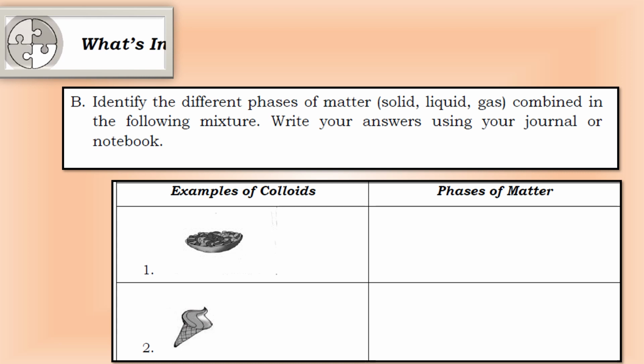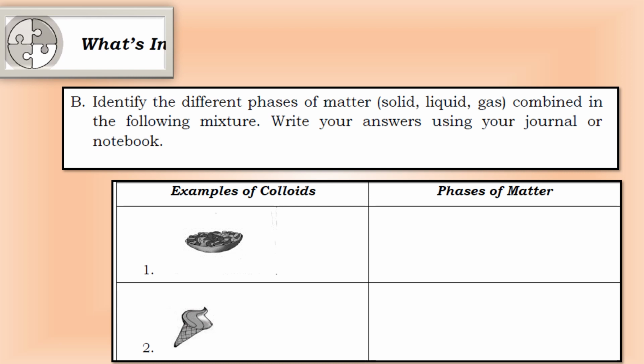Okay, test B. Identify the different phases of matter, if it is solid, liquid, or gas, combined in the following mixture. Write your answer using your journal or in your notebook. As you can see, there are different kinds of colloids. Now, identify the phases of matter that were mixed to form this colloid. Is it solid, liquid, or gas? Maybe we mixed solid and liquid, or liquid and gas. So, you decide.